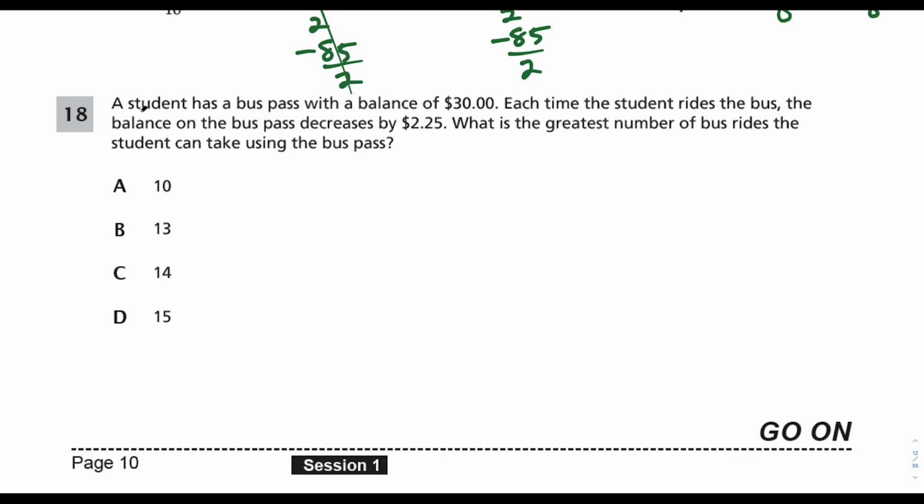So question 18, we have a student with a bus pass, and they have a balance of $30 on their bus pass. And each time the student rides the bus, the balance on the bus pass decreases by $2.25. What is the greatest number of bus rides the student can take using the bus pass? So for this one here, their balance is $30, and we're going to be dividing by $2.25. So this is what we're dividing by like this.